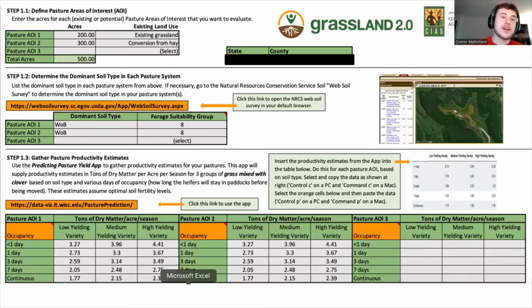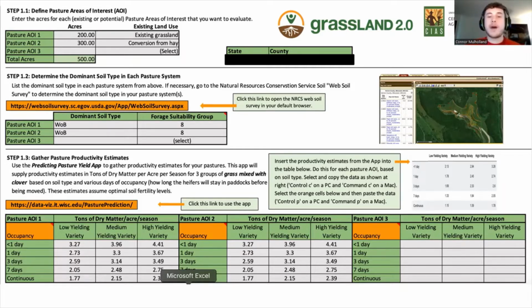Then you need to either find the dominant soil type of your areas of interest, which you can get from the web soil survey, the link is right there, or the forage suitability group that goes along with your areas of interest. If, as a service provider, you don't know much about the land of the farmer you are talking to, please go through and actually find the dominant soil type for each area of interest, because then you would do the next step, which is step 1.3.